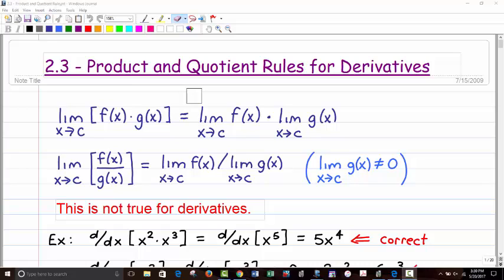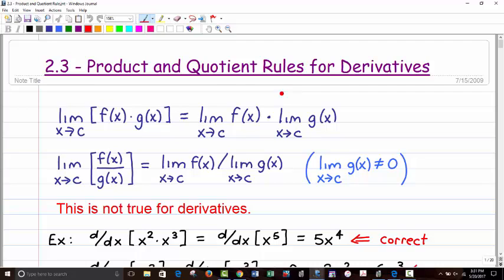This video is for the product and quotient rules for derivatives. I'm going to start out with limits. Review a couple of properties of the limits here. That the limit as x approaches c of two functions multiplied together would equal the product of those two individual limits multiplied together.